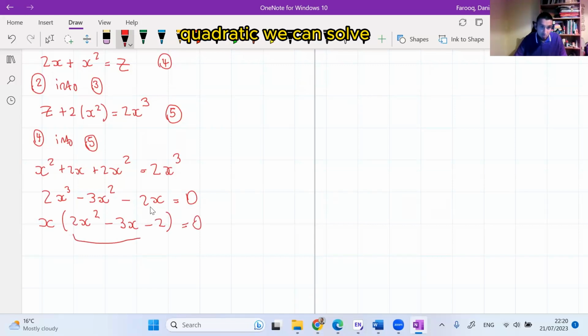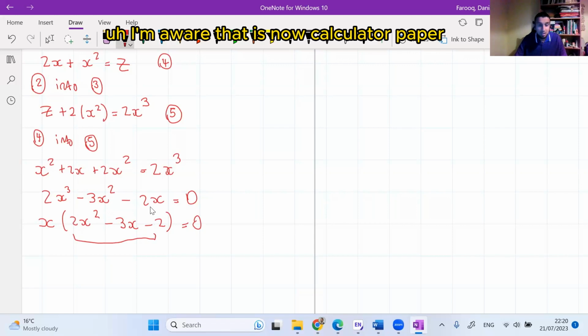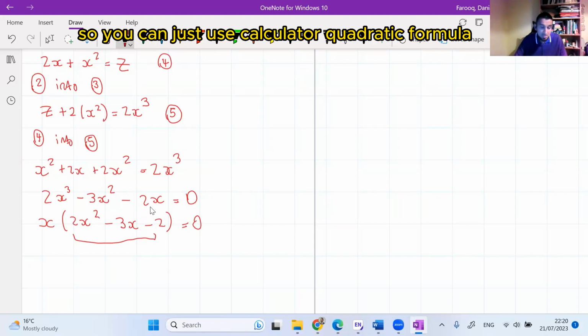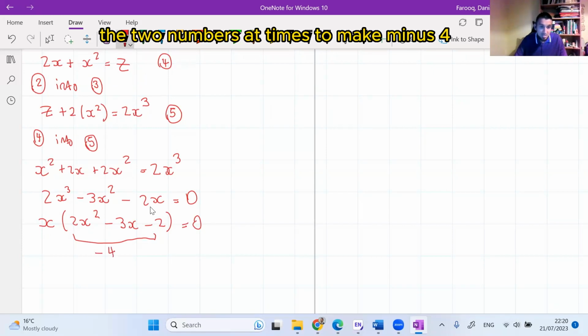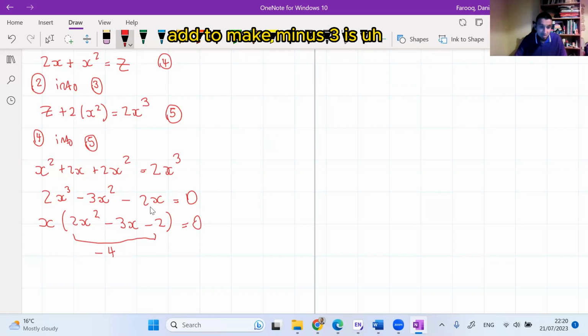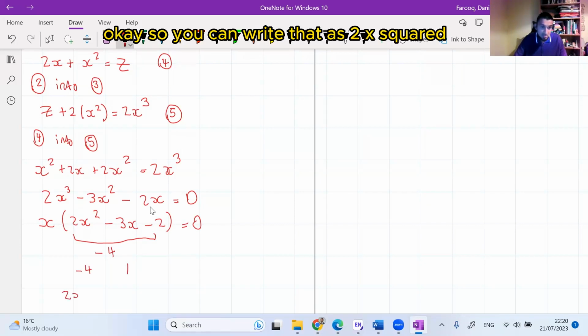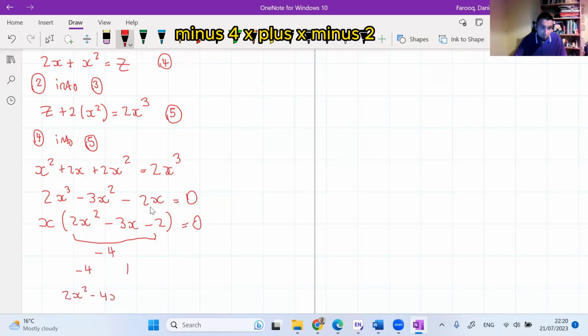Now this quadratic we can solve. I'm aware that this is a calculator paper, so you can just use the calculator quadratic formula. 2 times minus 2 is minus 4. The 2 numbers that multiply to make minus 4 and add to make minus 3 are minus 4 and 1. Okay, so you can write that as 2x squared minus 4x plus x minus 2.